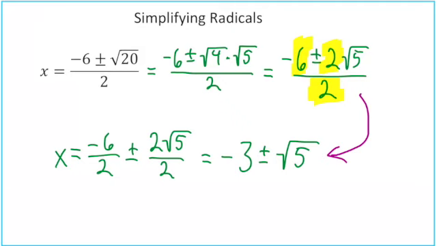And that'll conclude our video on some ways that we can simplify radicals.